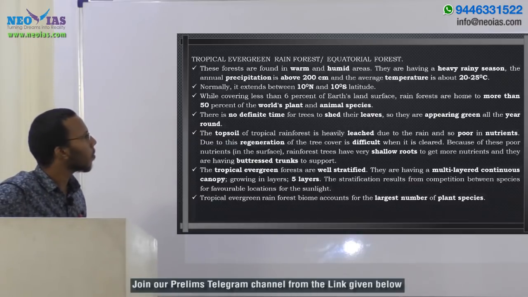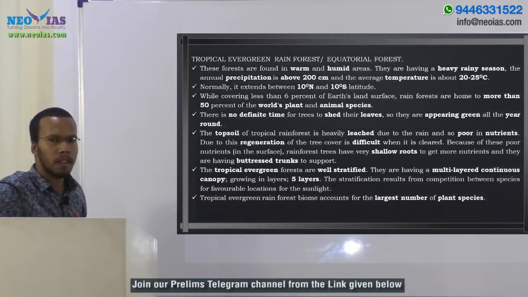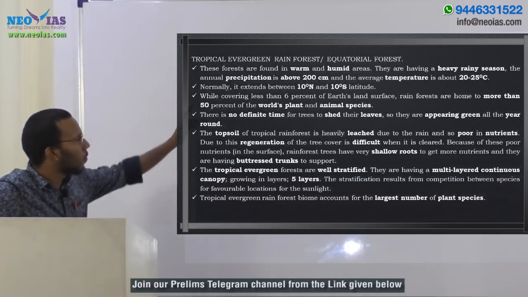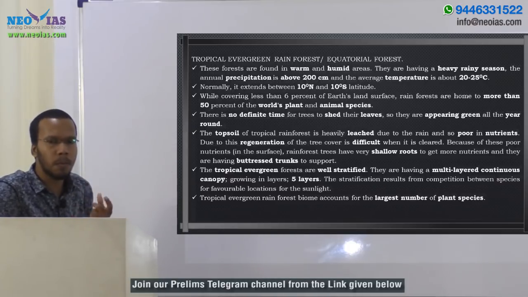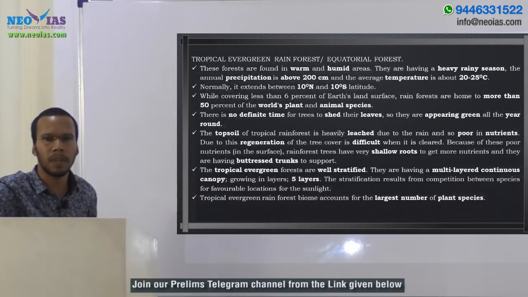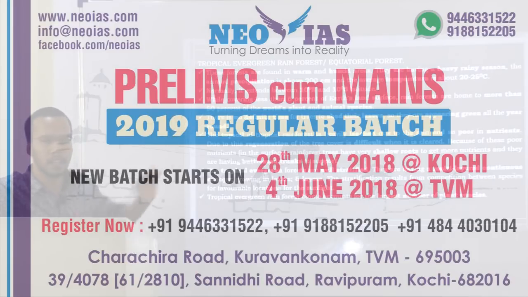Now these forests are found in warm and humid areas. That means they are in the tropical region. That's why it is warm, and humid means they are having more than 200 centimeter rainfall. This equatorial forest is getting more than 200 centimeter rainfall. That's why it is also a humid area.